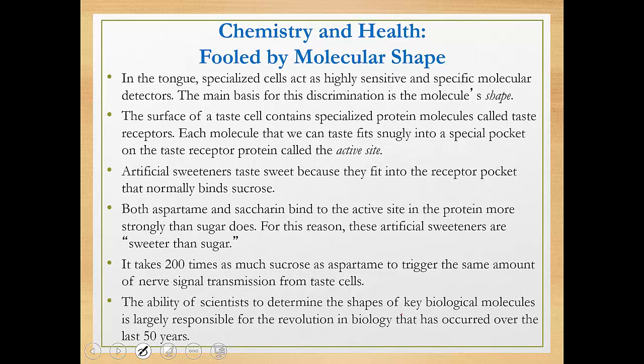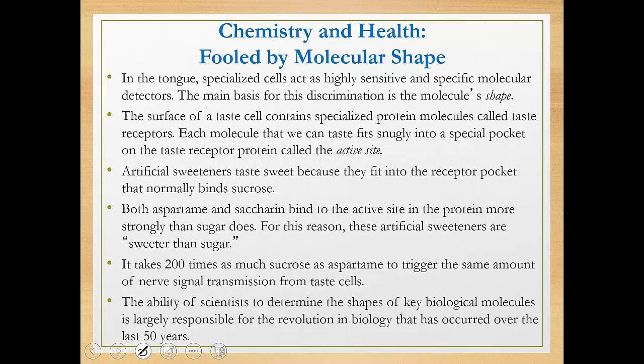If you can taste a molecule, it's because the shape of that molecule locks into a special pocket on that receptor protein. It's called an active site. And when that active site gets the right shape, it's like putting blocks in. You've got a round hole that's an active site, and you need a round peg to put in that hole. When that happens, you taste it as sweet. Artificial sweeteners work that way because they just happen to have a shape that fits into that receptor pocket, and it triggers that sensation of sweet. It's the same thing that sucrose does.